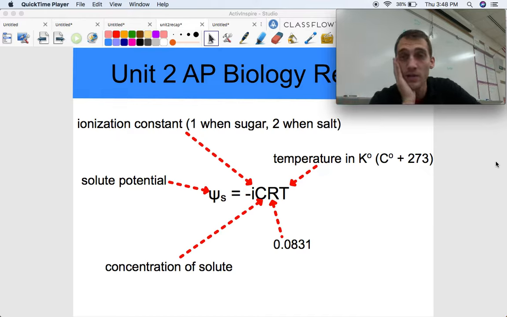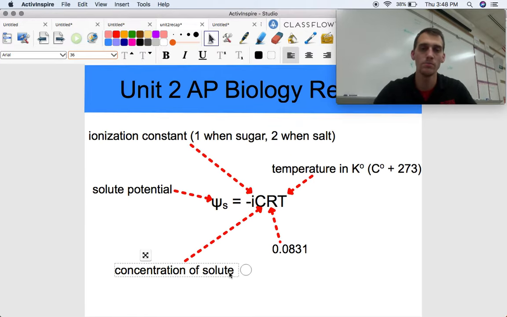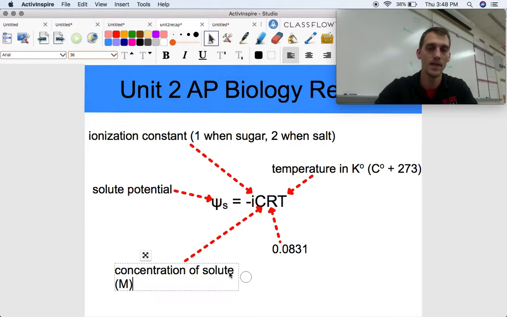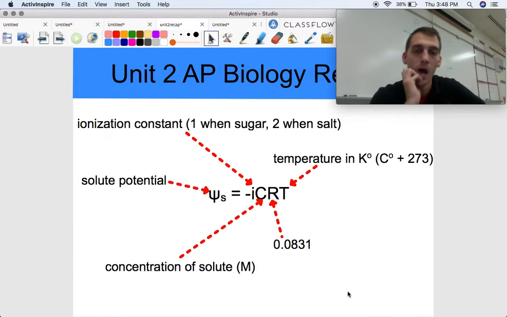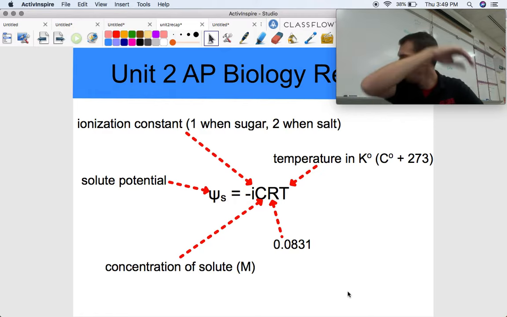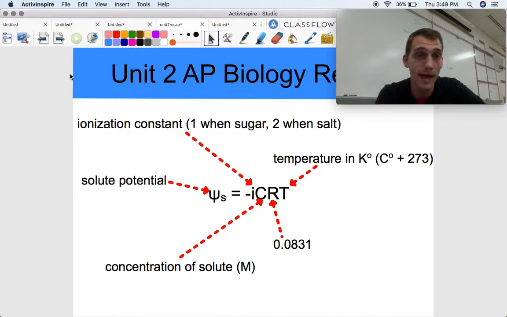C is the concentration of the solute in moles per liter. So that's the unit you're going to use, molar, for concentration of solute. R is always the same number. I believe it's called the pressure constant, but anyway, it's the same number every time, 0.0831. So that's what you're going to put in every time. Plug and chug. And then T is temperature in degrees Kelvin. So if a practice problem gives you a temperature in degrees Celsius, you have to add 273 to that to make it degrees Kelvin. And again, we're not doing practice problems here. Go to my 2.8 part 2 video if you want to practice those.